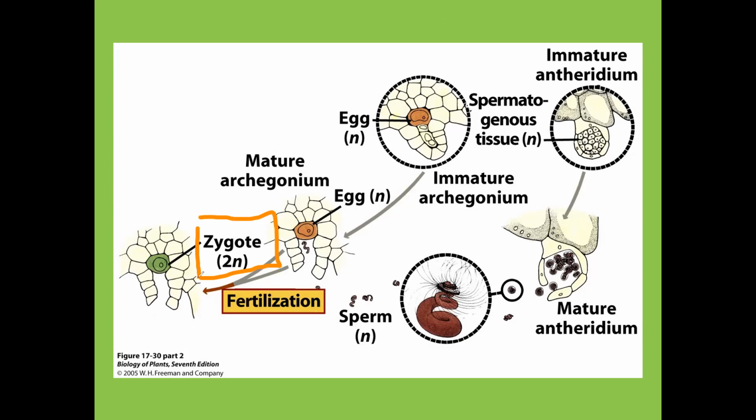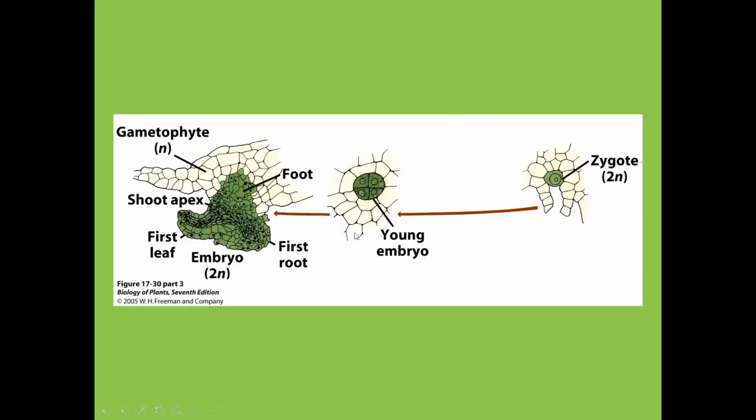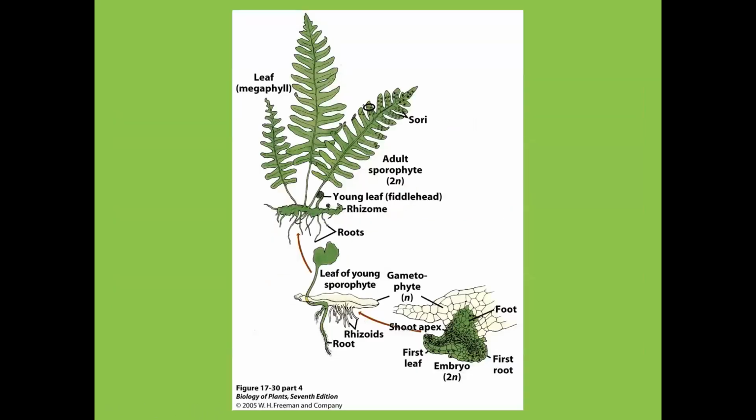2N zygote, diploid zygote, that's going to grow into the new sporophyte plant, right? Notice the color change in green here, right? So the diploid zygote is going to grow via mitosis and cytokinesis, eventually into that new sporophyte plant. Just so you can see it here, right?